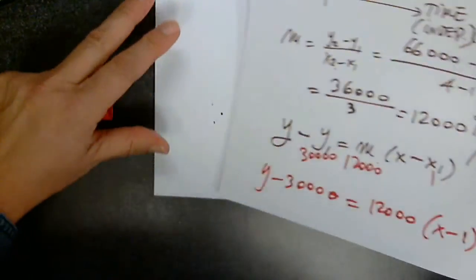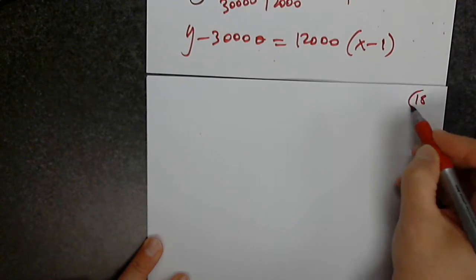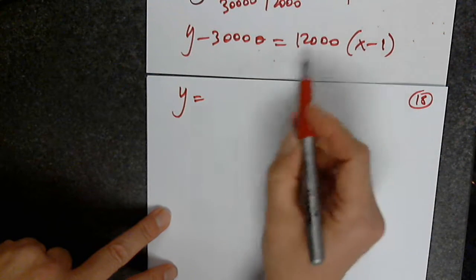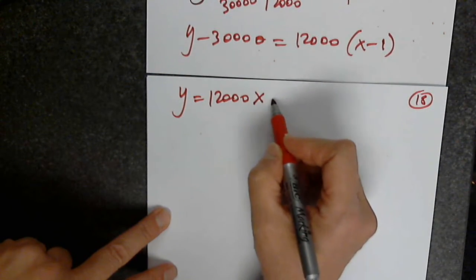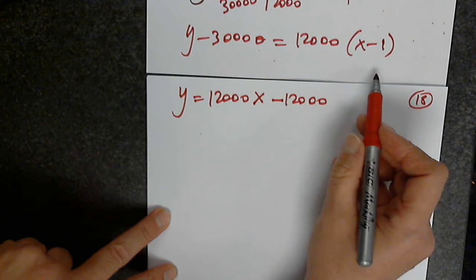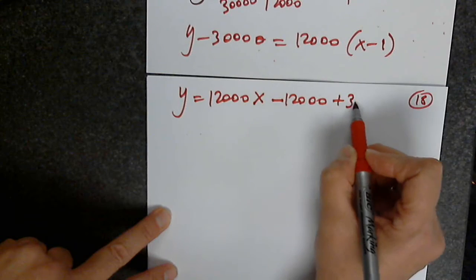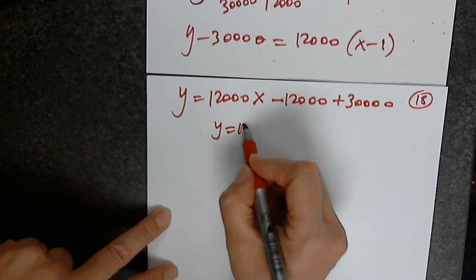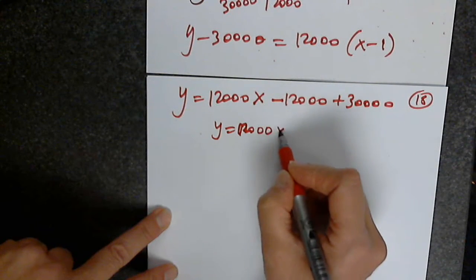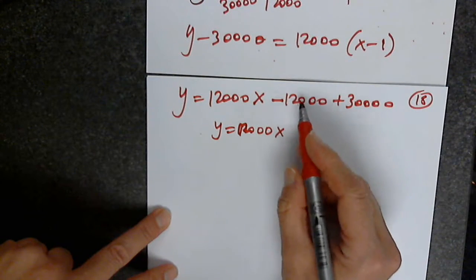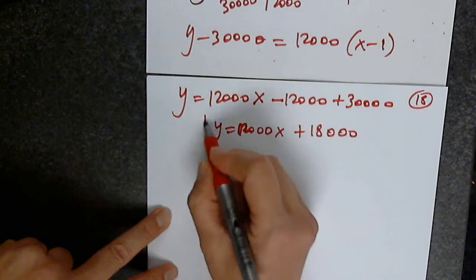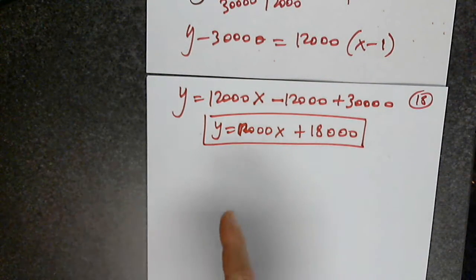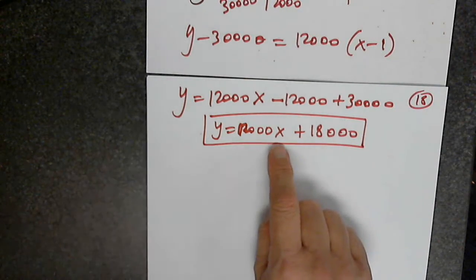I have to solve for y. Please tell me how to solve for y. Y equals 12,000 x minus 12,000, but plus 30,000. Plus. So y equals 12,000 x. 30 minus 12 is 18. What does this represent? This is the equation that gives us the profit for any x you want.